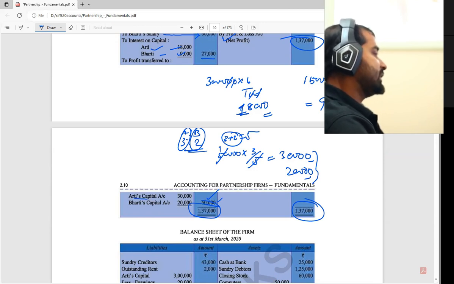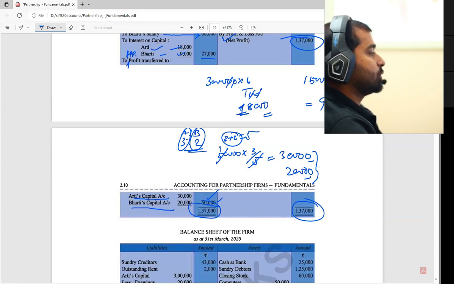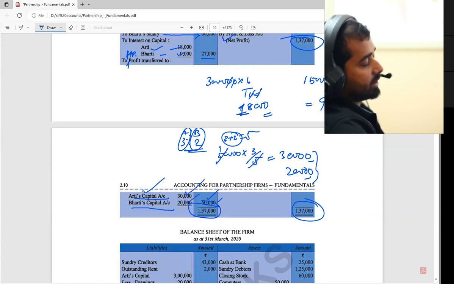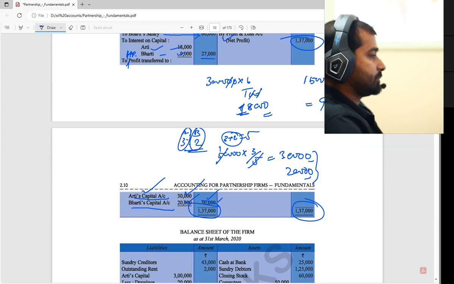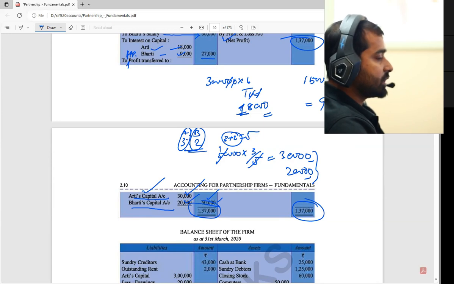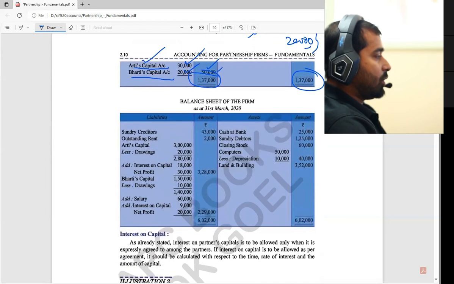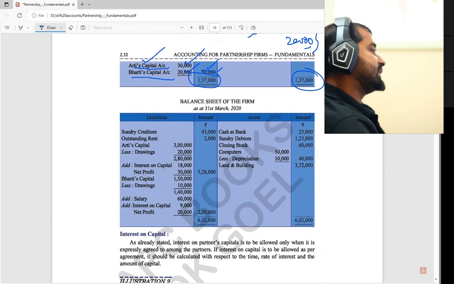So Aarti's capital account, Bharti's capital account. What are we writing here? To appropriation profit. You can write here: to appropriation profit transferred to Aarti's capital, that is 30,000, and Bharti's capital, that is 20,000. Correct? Yes, sir. Okay.